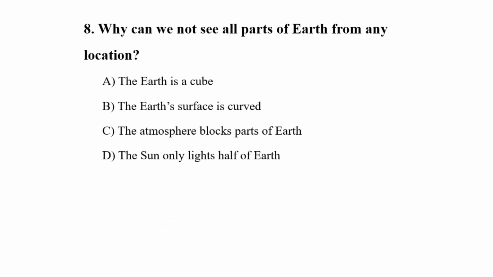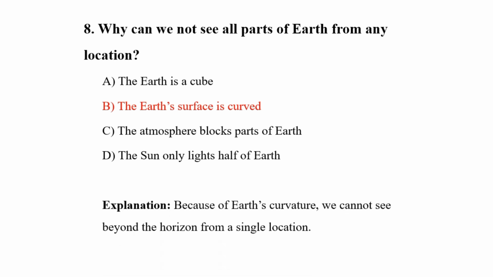Question number 8. Why can we not see all parts of Earth from any location? A. The Earth is a cube. B. The Earth's surface is curved. C. The atmosphere blocks parts of Earth. D. The sun only lights half of Earth. The answer will be the Earth's surface is curved. Because of the Earth's curvature, we cannot see beyond the horizon from a single location.